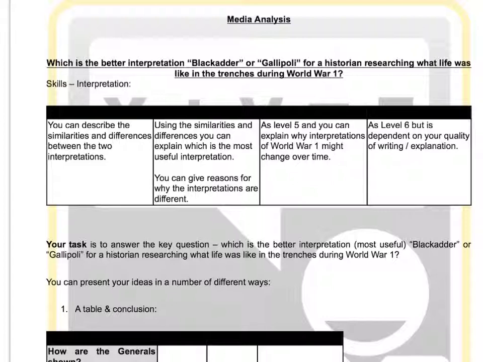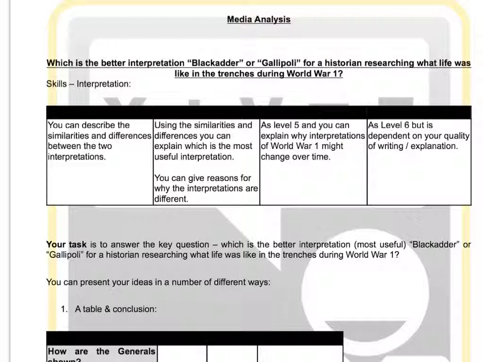The focus of this particular piece of work is the skill of interpretation, and the different levels of attainment are listed here. Level 4, Level 5, Level 6, Level 7. As you read each of these descriptors, you can see the nature of the requirement change as the level of difficulty and challenges rises. Essentially, Level 6 is where your average Year 9 student should be seeking to place their final piece of work. Can you explain why interpretations of World War I might change over time?